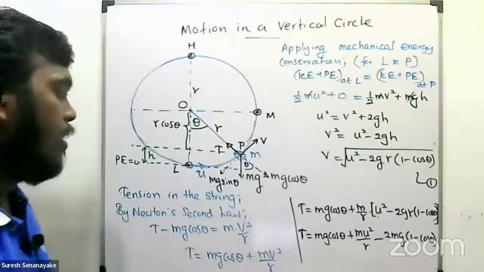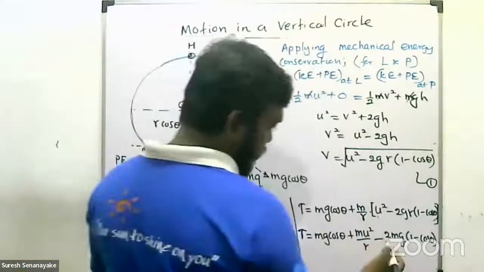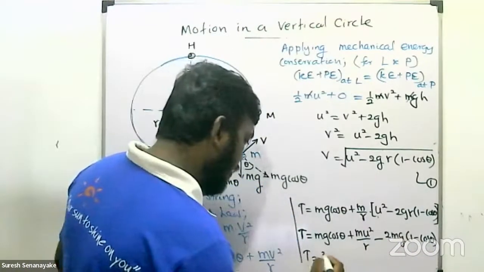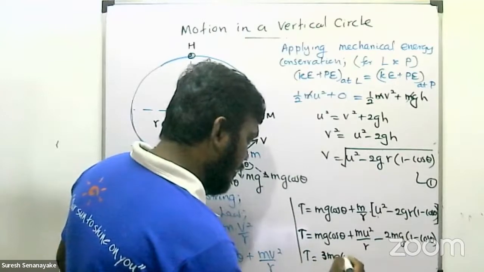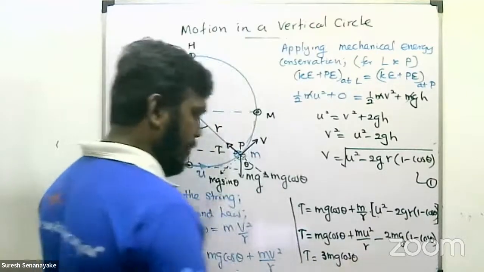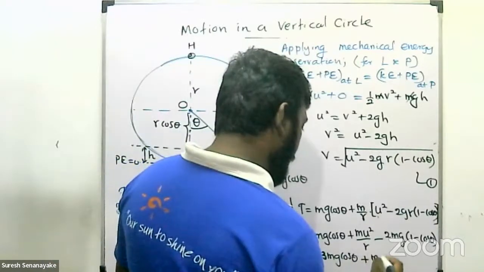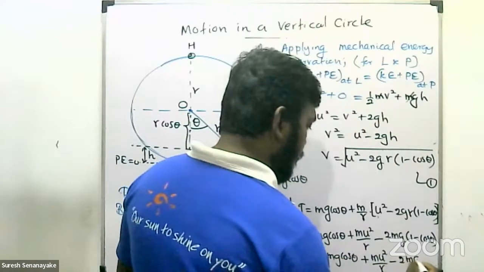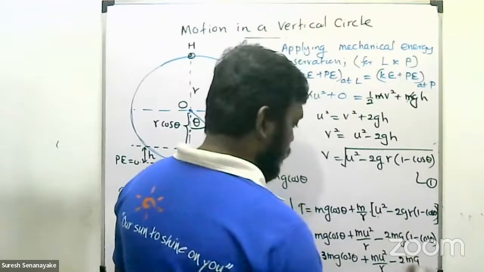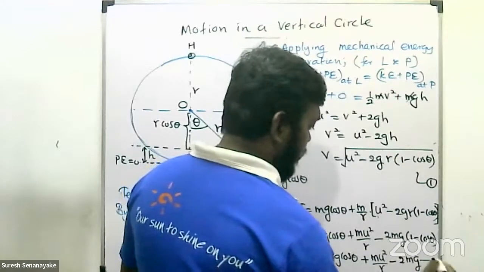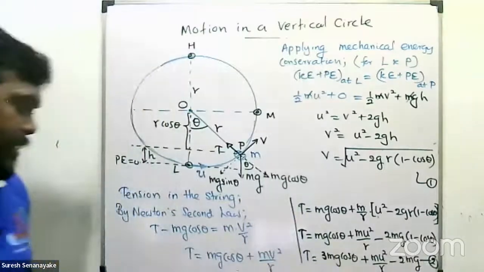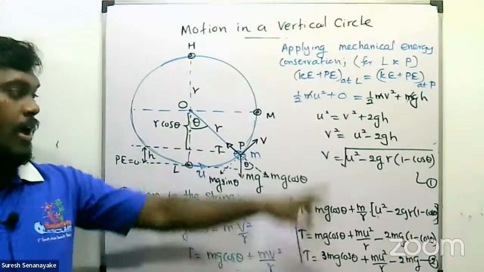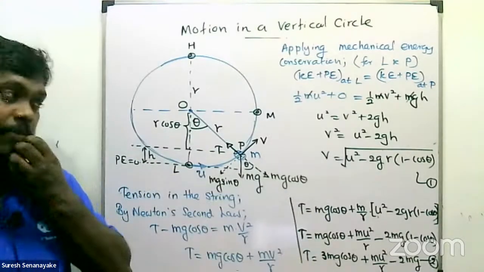This is mg cos theta plus 2mg cos theta. The total is 3 mg cos theta plus m u square over r minus 2mg. So this is the second equation. The tension at any angular position theta, you can write the tension in this way, and the velocity of the particle in this.